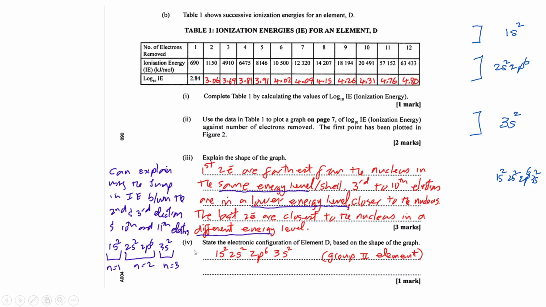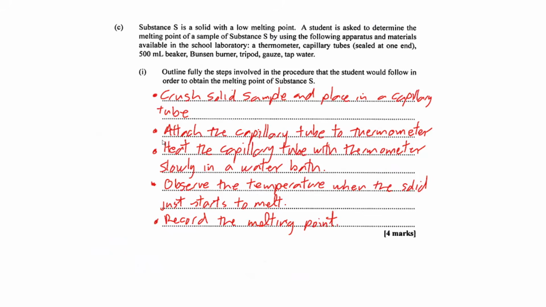Part 4. State the electronic configuration of element D based on the shape of the graph. So that was explained earlier, and we got 1s2, 2s2, 2p6, 3s2, and this element belongs to group 2 since it has 2 electrons on the outer shell. Part C. Substance S is a solid with a low melting point.